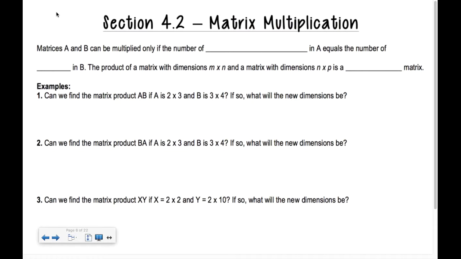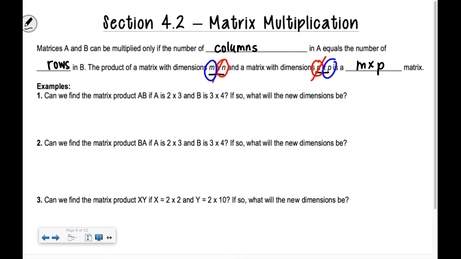So let's start with the basics. Matrices A and B can be multiplied only if the number of columns in A equals the number of rows in B. The product of a matrix with dimensions m by n multiplied by an n by p: the number of columns is equal to the number of rows in the next one. See how those inside numbers are the same? That means that we are able to multiply them. If we cross those out, whatever's left is going to be our new dimension. So it's going to be an m by p matrix.